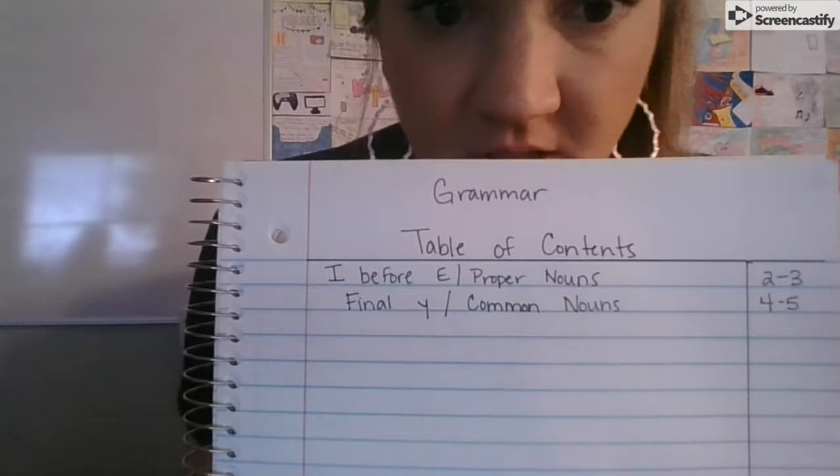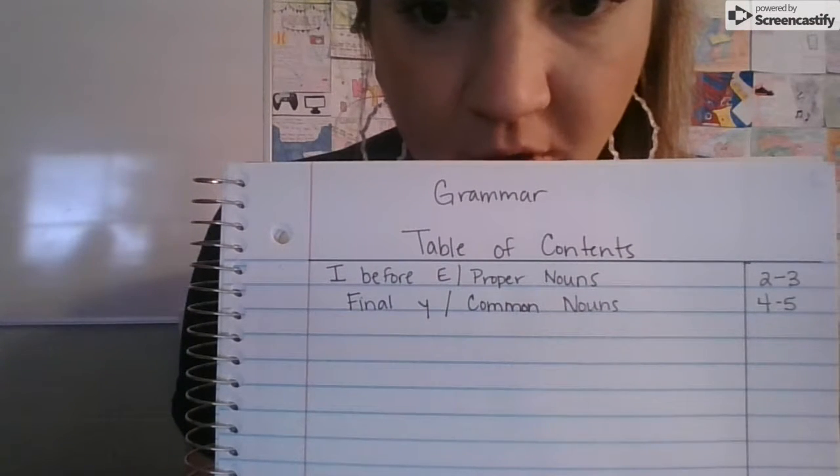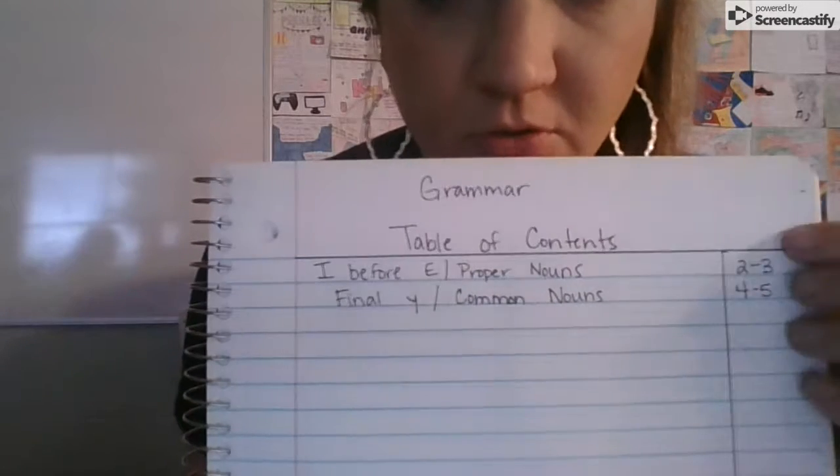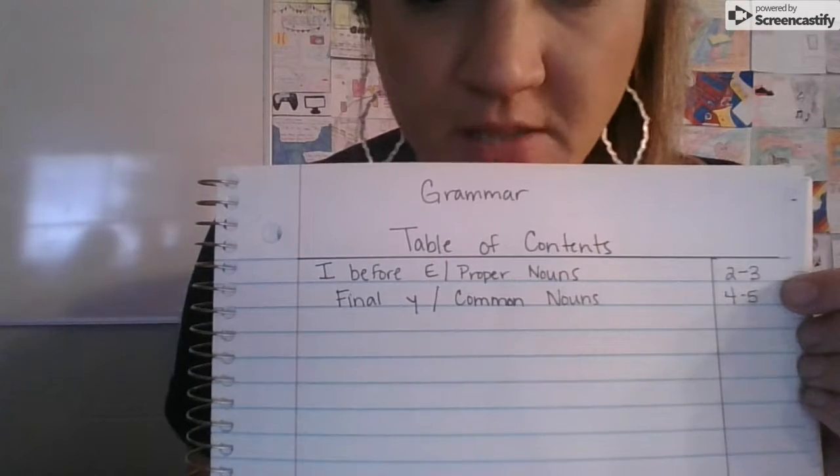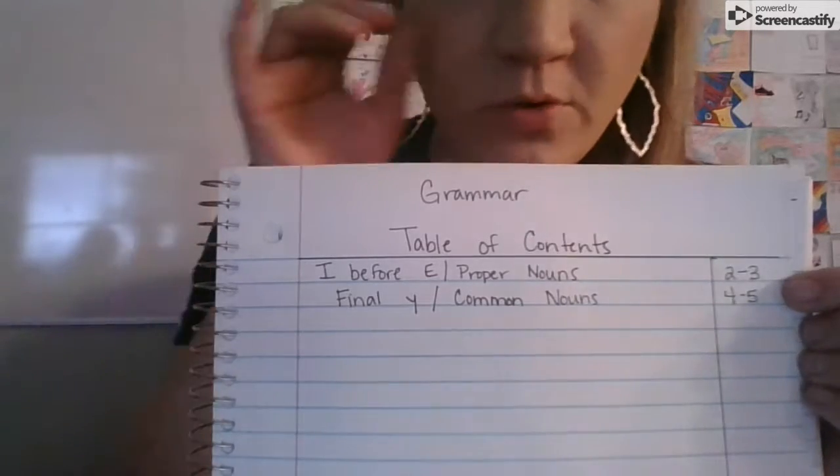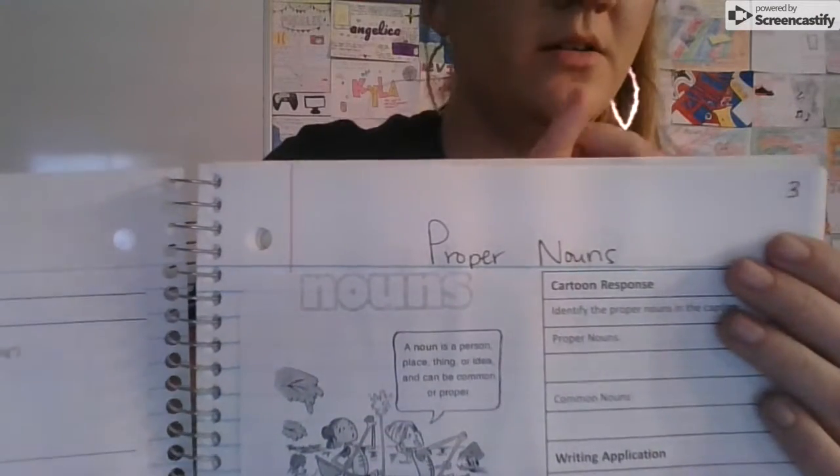You should have 2 entries at this point, I before E and proper nouns on pages 2 through 3, and final Y spelling rule and common nouns on page 4 and 5. I had you skip page 1 here because your grammar notes always have 2 pages and I want them to be on the same consecutive page. So if you turn the page, on page 2 and 3, you should have your proper nouns and I before E notes.